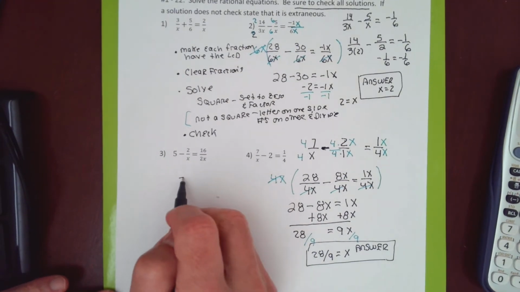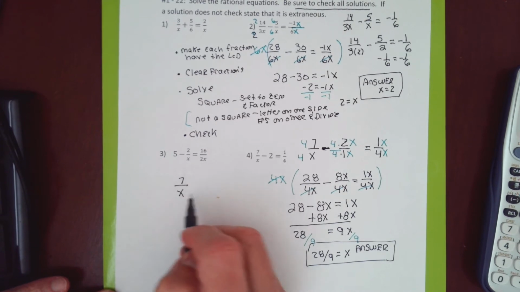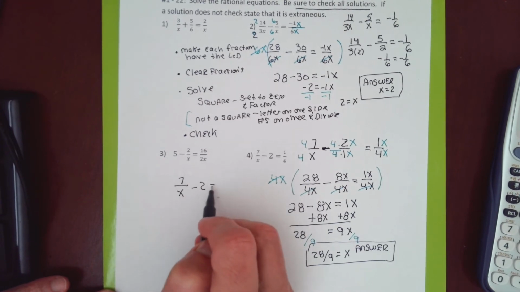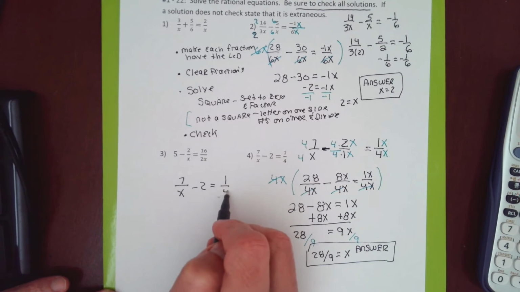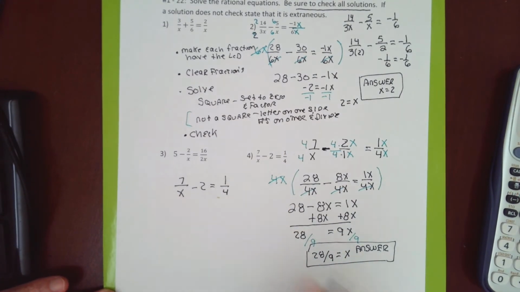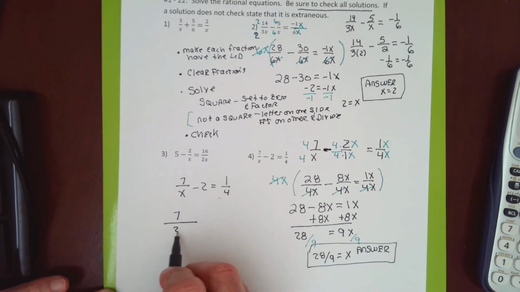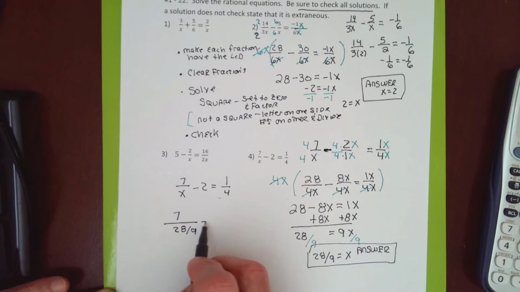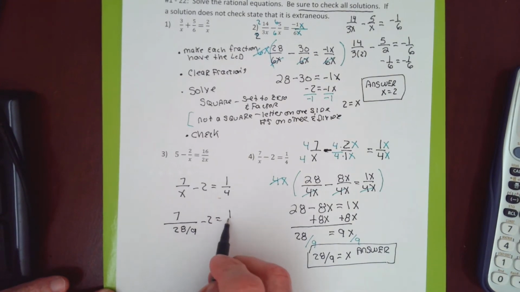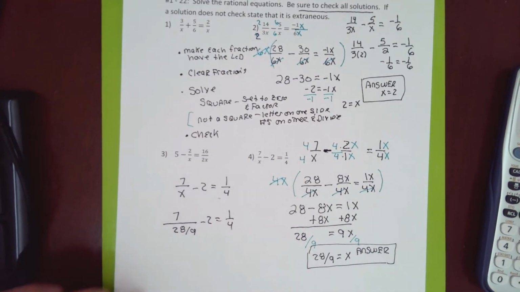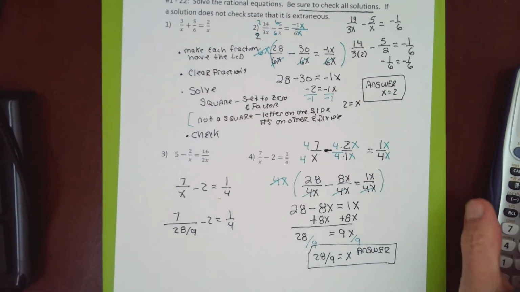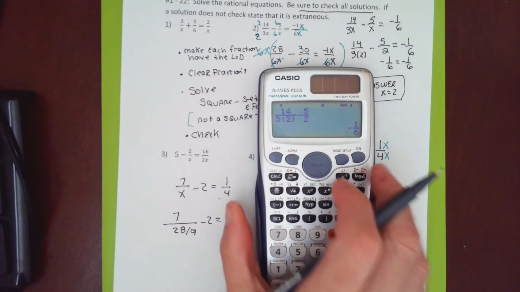I need to take the original problem, which is 7 over x minus 2 equals 1/4. Change the x to 28 over 9. So this is going to be 7 over 28 over 9 minus 2 equals 1/4. Quite honestly, that doesn't look like it equals 1/4 at all to me. I don't see a 1/4 there, but I don't need to see it. My calculator needs to see it for me. I don't want to do that by hand.